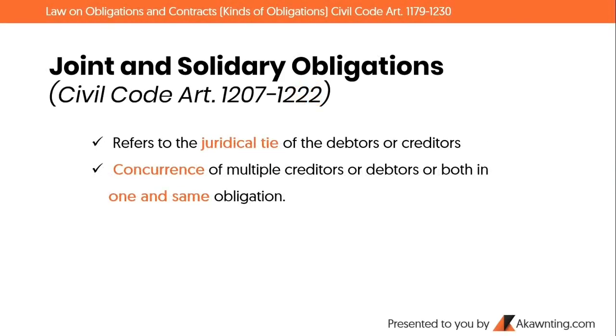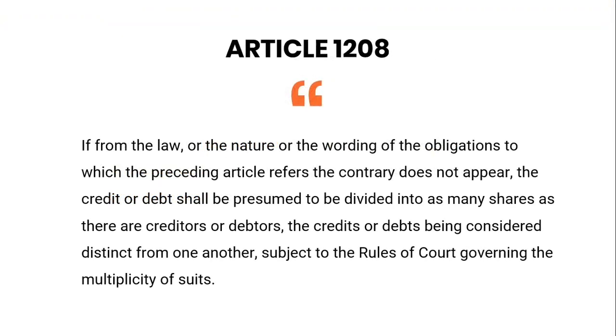Okay? So, ano ba yung nakasulat dito? Refers to the juridical tie of the debtors or creditors. So tama. Concurrence of multiple creditors or debtors or both in one and the same obligation. So, one and the same obligation. So, yung mga magiging examples natin, kung mapapansin nyo, iisa lang yung prestation. Pero there are multiple creditors or multiple debtors or both. So paano yun? Paano ang hatian doon? So, tingnan natin.